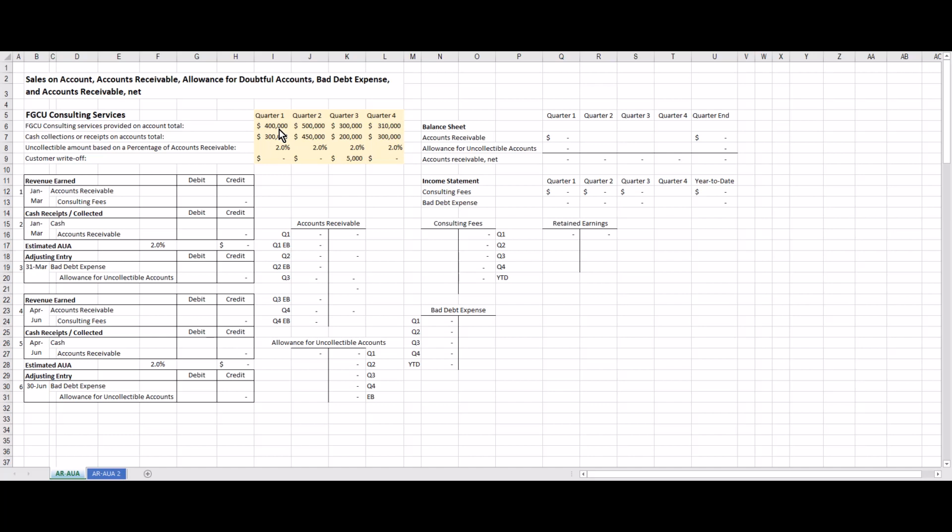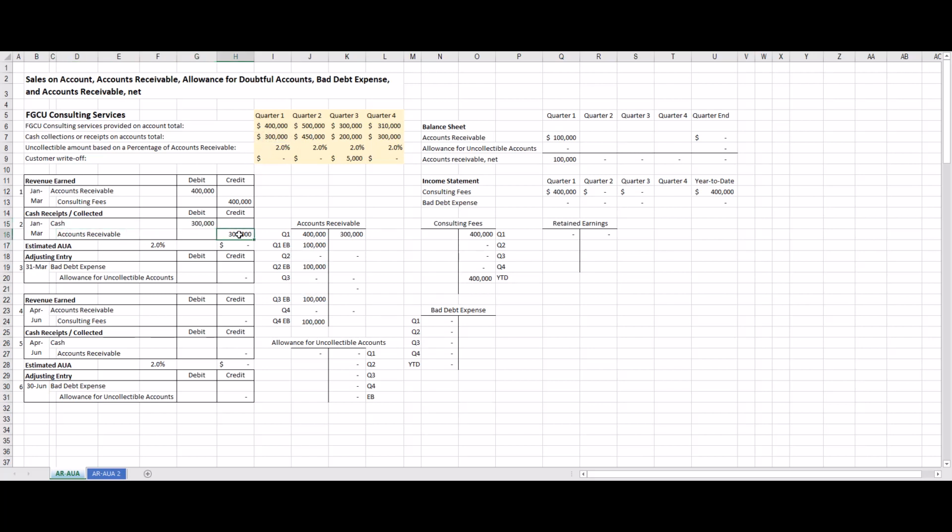A journal entry and general ledger posting to summarize the first quarter revenue includes a debit to accounts receivable and a credit to consulting fees for $400,000. The cash receipts for the quarter were recorded by debiting cash for $300,000 and crediting accounts receivable for $300,000.